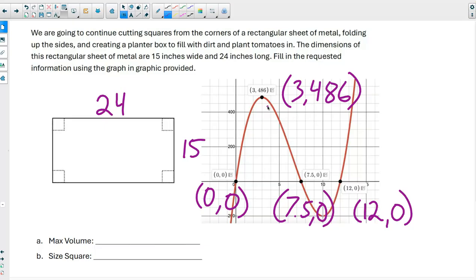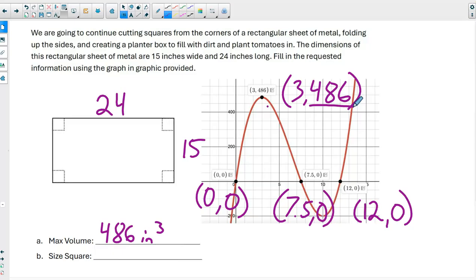All right, what's our max volume? 486. I'm going to tack on the units. Okay, so I'm going to put inches cubed, but that's good. As long as you got the 486, you're in a really good spot. So this right here is the max volume. That y coordinate is representing all the volumes that we could make.